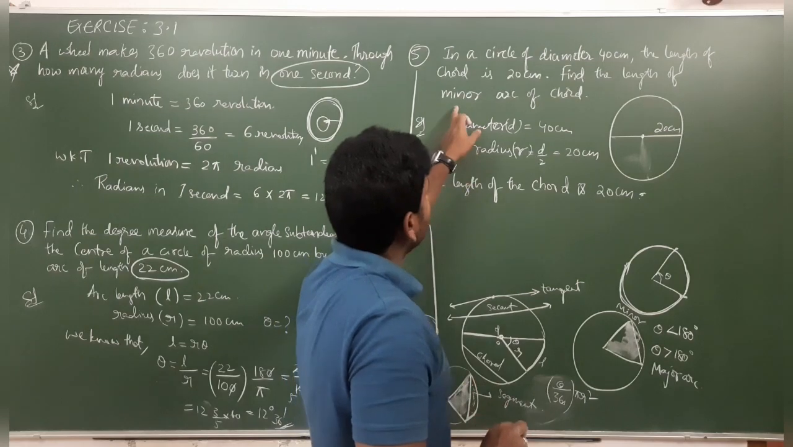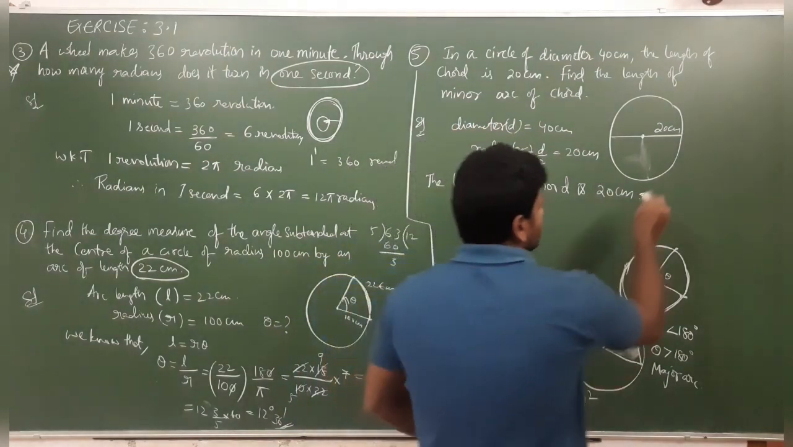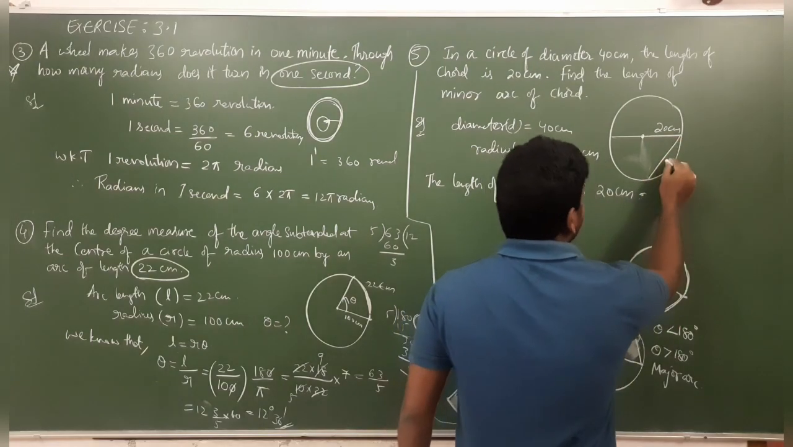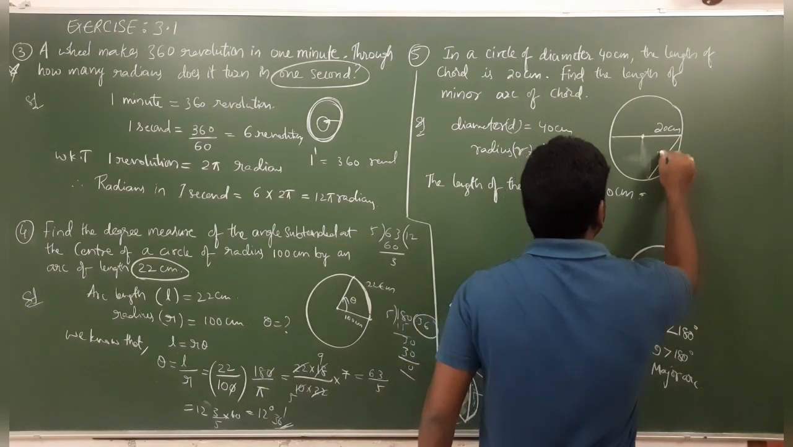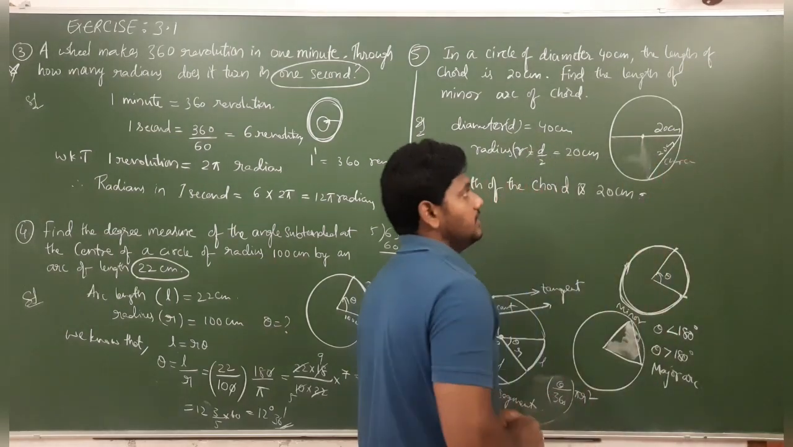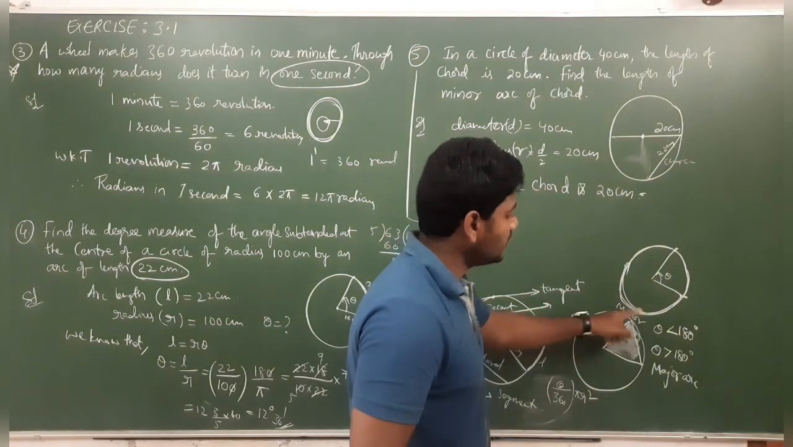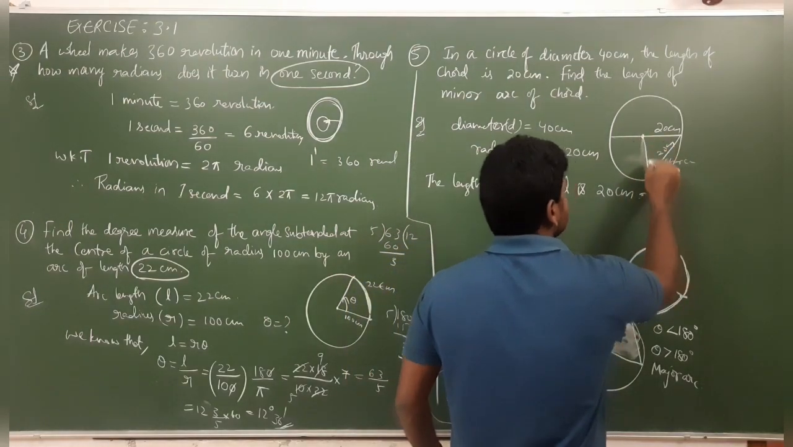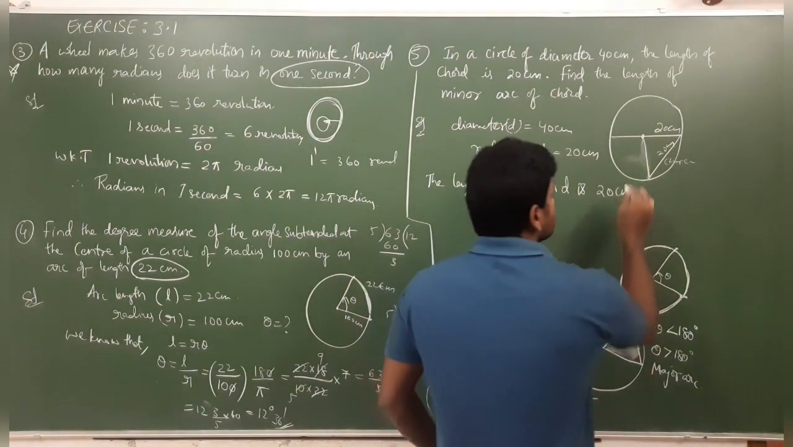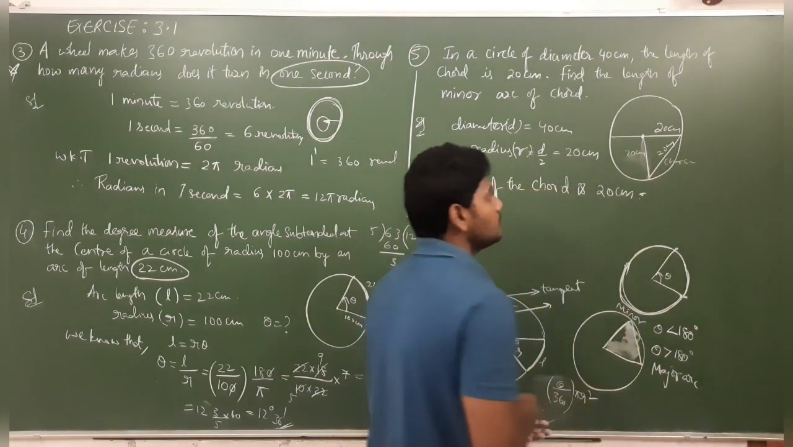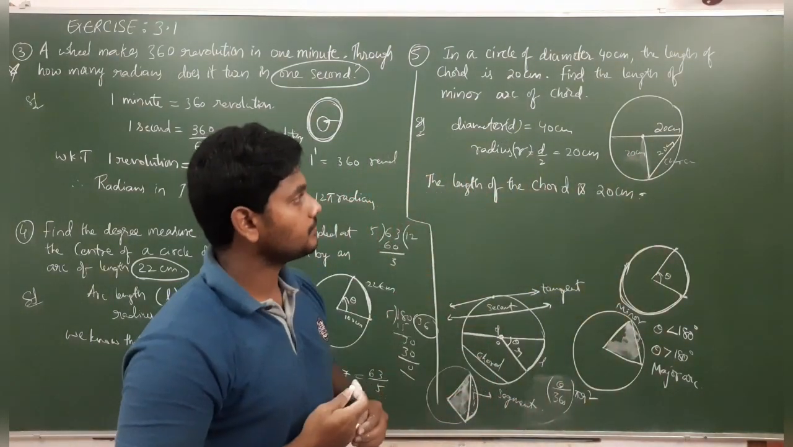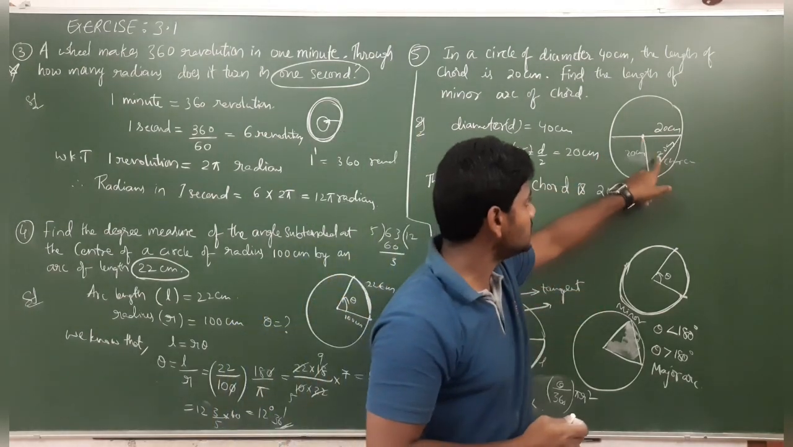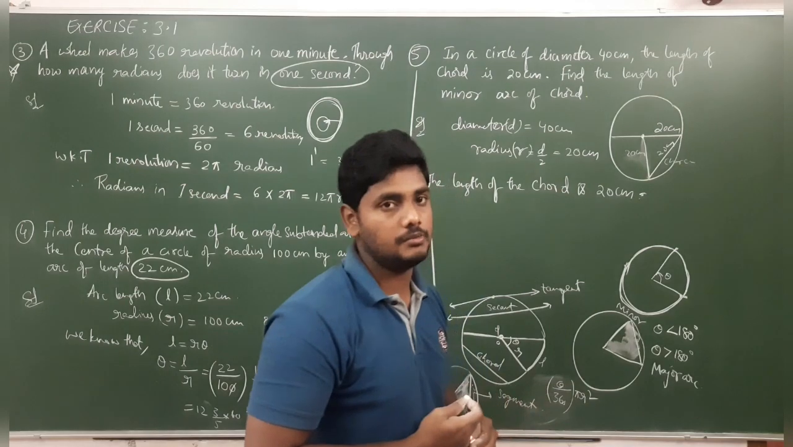Now they asked to find the minor arc of the chord. As they said, the chord length is 20 centimeters, right? So the radius is also 20 centimeters. To identify the arc, we need that sector. If we join these two, this is also a radius of the circle, so this also will become 20 centimeters. If we observe, it forms an equilateral triangle or not? This is 20 centimeters, this is 20 centimeters, this is 20 centimeters.